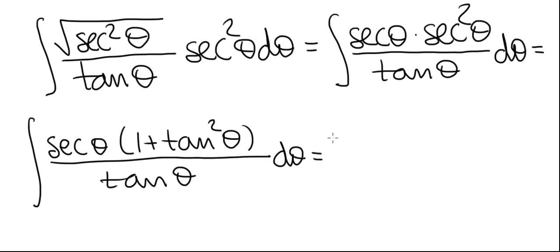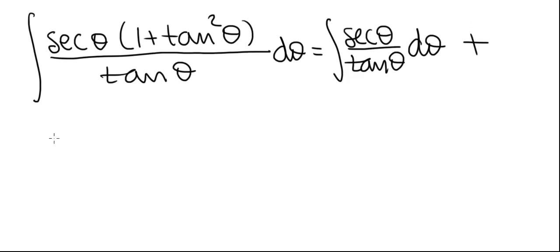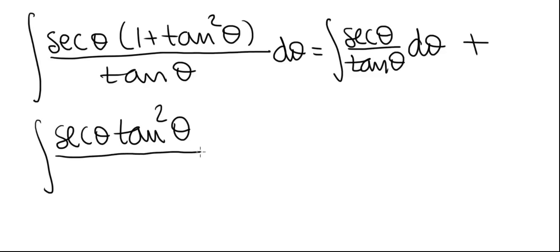Let's write this as two integrals. The first one is the integral of secant theta over tangent theta d theta, and then the second integral is going to be the integral of secant theta times tangent squared theta divided by tangent theta d theta.